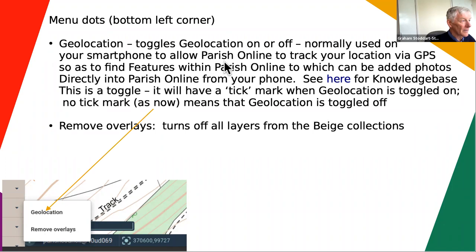It is a toggle that shows when it's on by a little check mark. I think the check mark comes from this side, actually, but you can know whether it's on or off because there's a tick mark. And that's the only indicator that you get. And really, there's no need for this at all on your desktop computer. I take it that that doesn't move that often, and therefore you don't need Parish Online to move with the computer. But you do need it to move when you're on your phone. So that's what that's for.